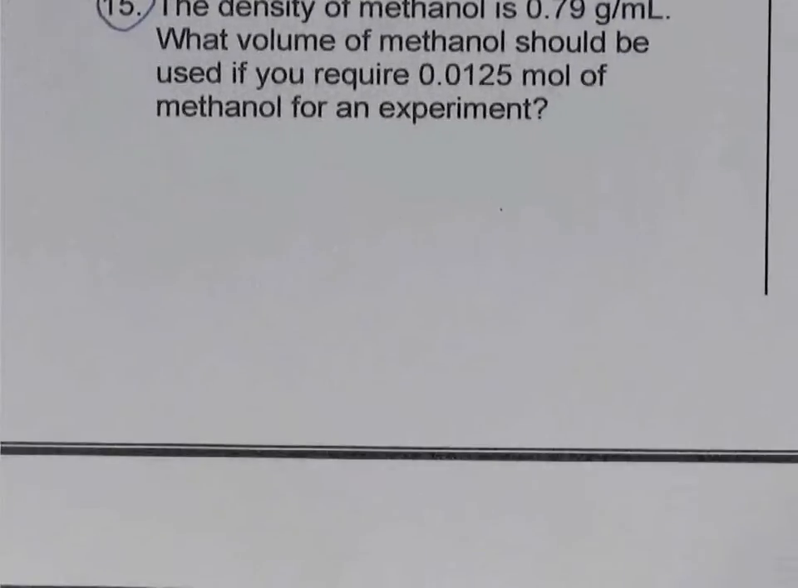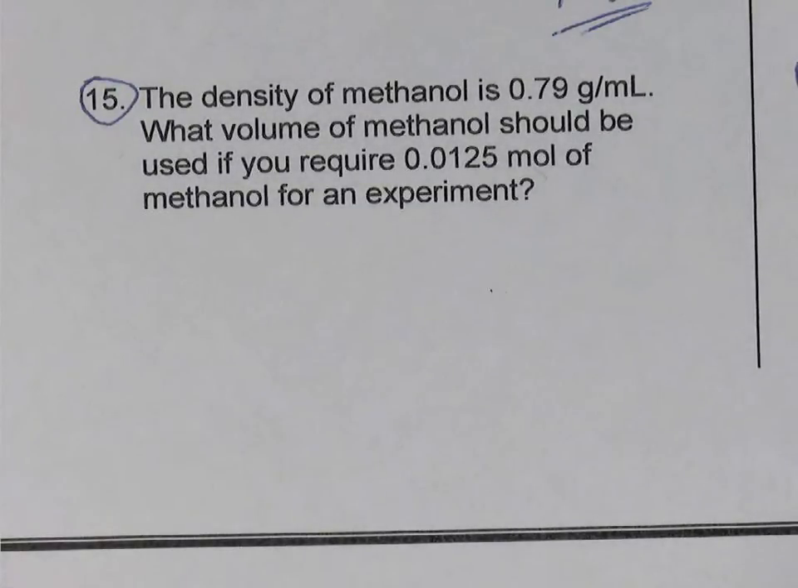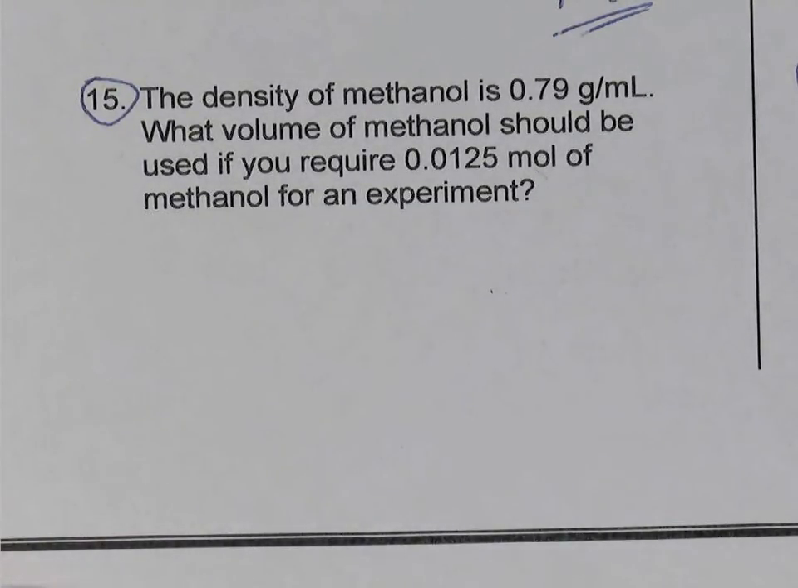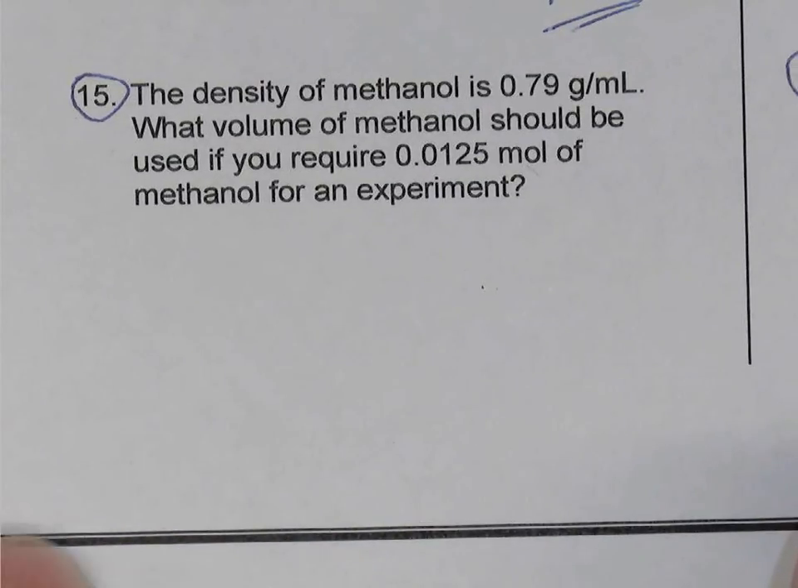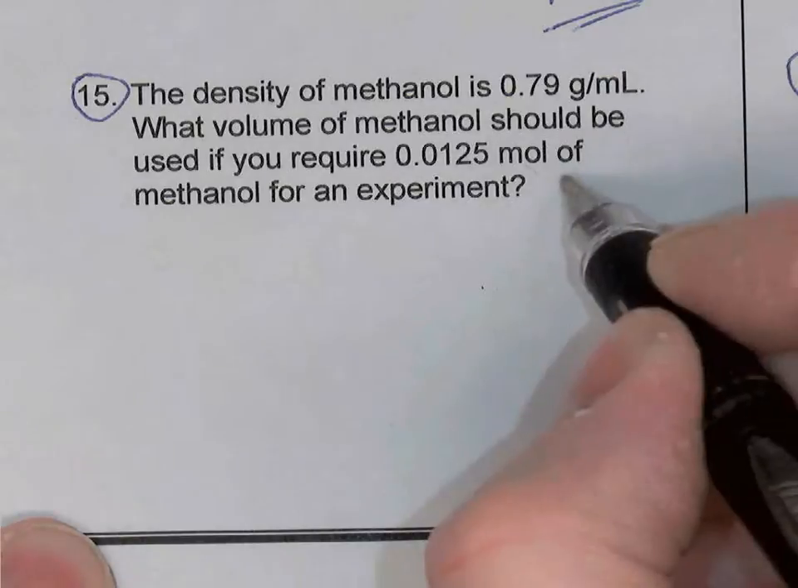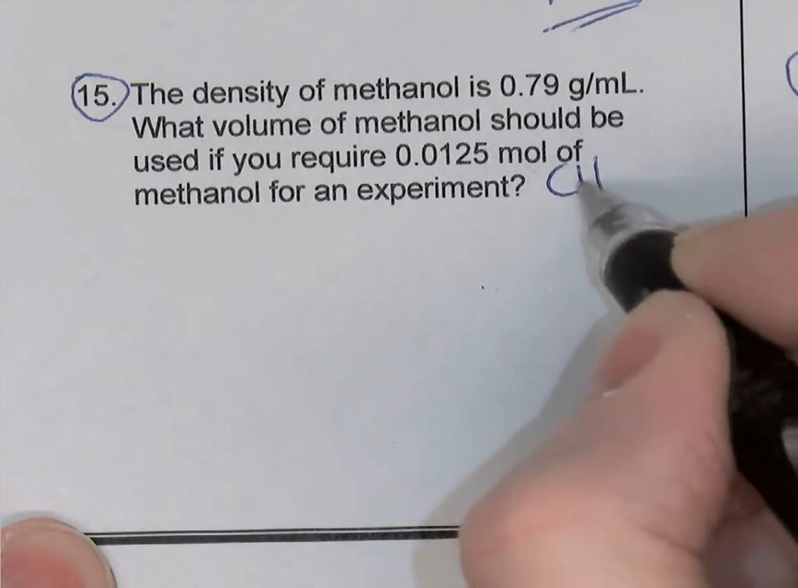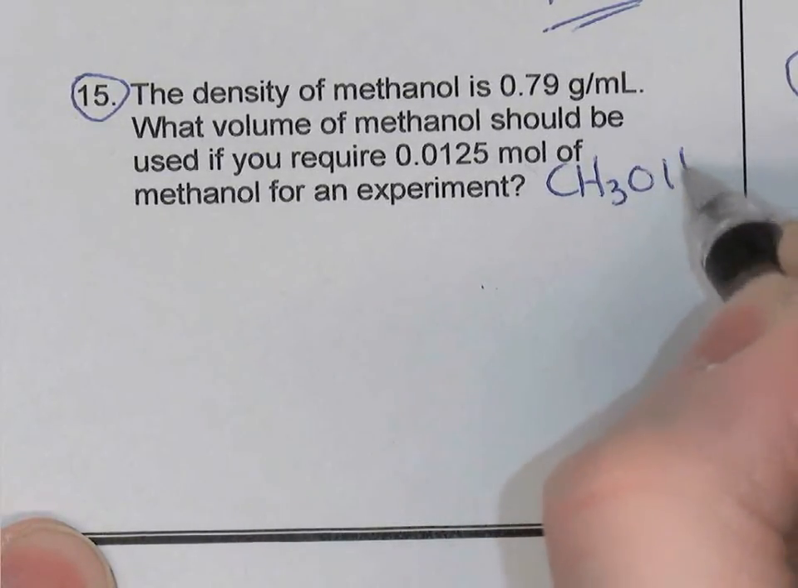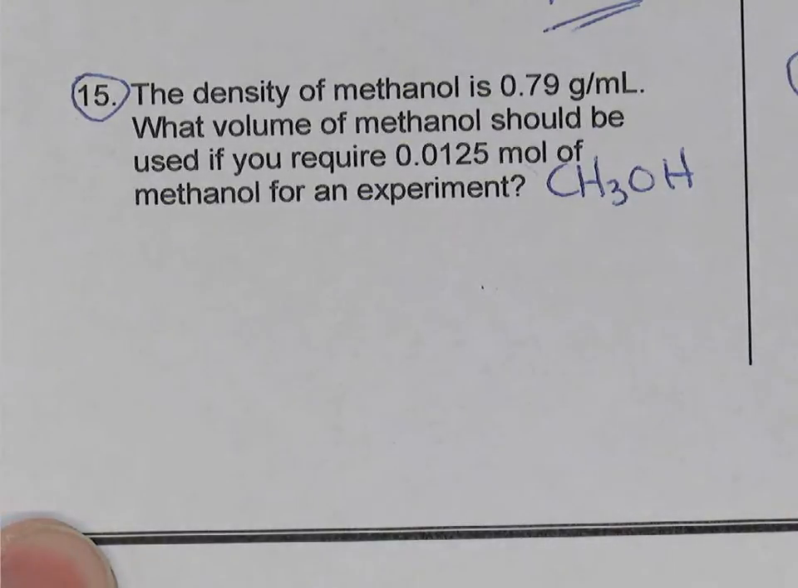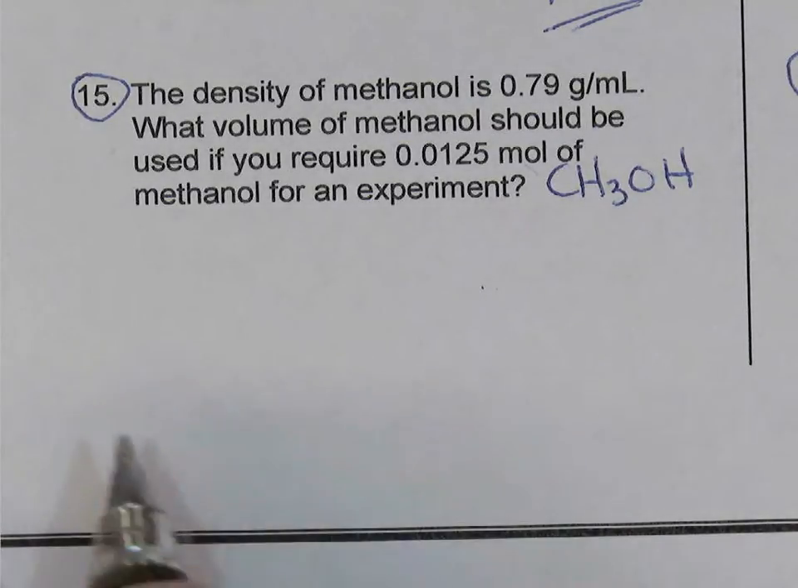All right, so the next question, the density of methanol, 0.79 grams per milliliter. What volume of methanol should you use if you need 0.0125 moles of methanol in an experiment? So see if you can pause the video and try that yourself. Now we're going to need in this question the formula of methanol. We saw that in our nomenclature unit earlier. CH3OH is methanol.